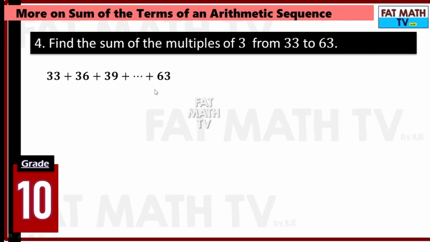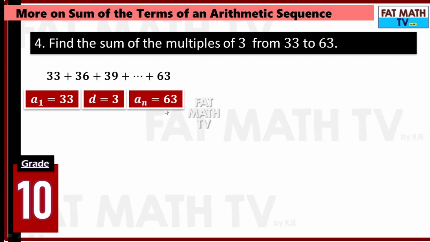So we will do the same process. Identify which term is 63. What is n? So we will use the formula a sub n equals a sub 1 plus n minus 1 times d. So for this sum, the first term is 33. The common difference is 3. That is 36 minus 33 or 39 minus 36. And the nth term is 63.